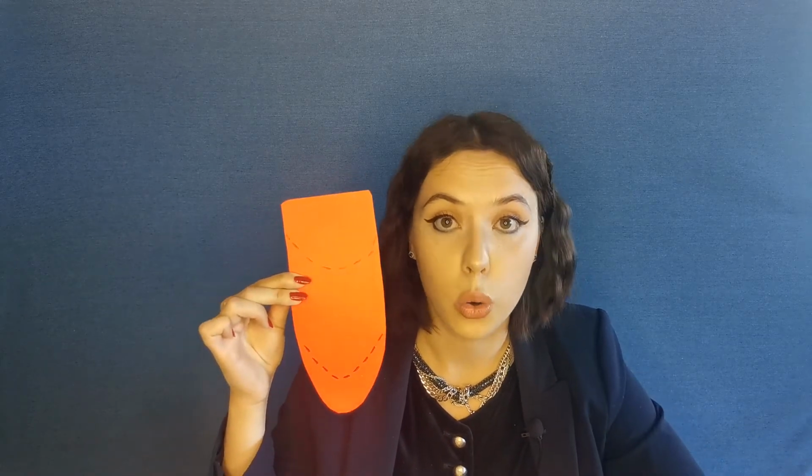So here we've got our tongue. This is the front part of our tongue, called the apex. This is the middle part, called the body of the tongue. And this is the back part, called the root of the tongue.